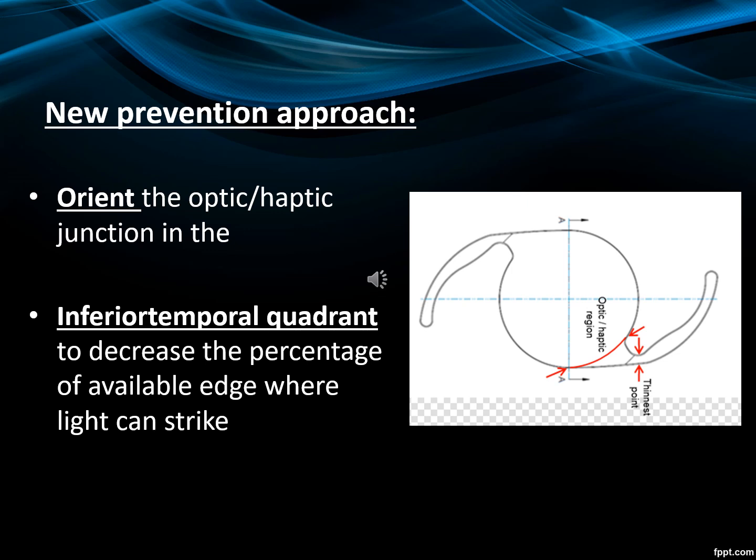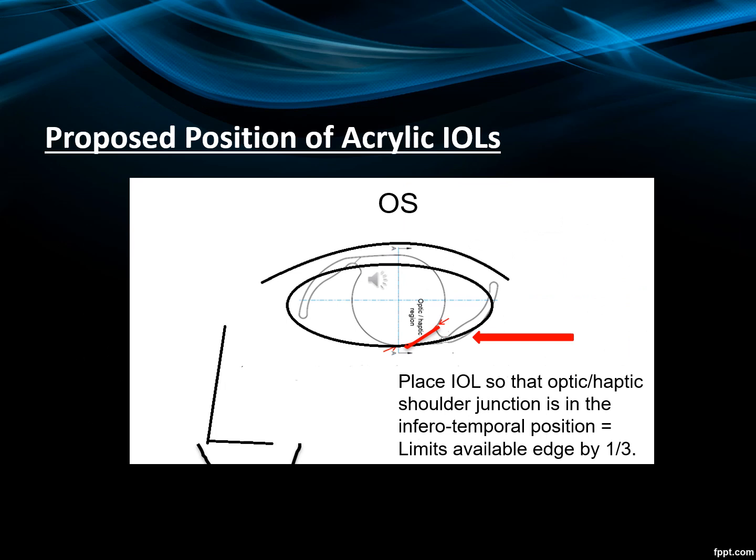Here is our new prevention approach idea. If the one-piece acrylic lens is causing the shadowing to occur because the light isn't hitting the edge, approximately 1/3 of the circumference of the lens does not have an edge because of the optic-haptic junction. So the idea is if we can position the optic-haptic junction in the horizontal meridian where the light is hitting the edge, maybe we could decrease the amount of available edge and therefore decrease the likelihood that a shadow may occur. Here is a very simplistic diagram of how the intraocular lens should be placed in the eye.